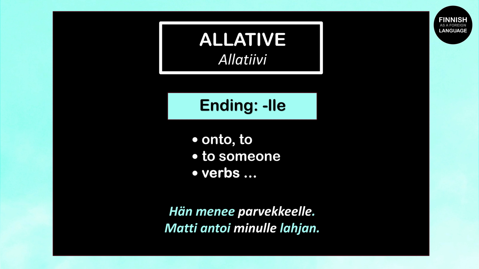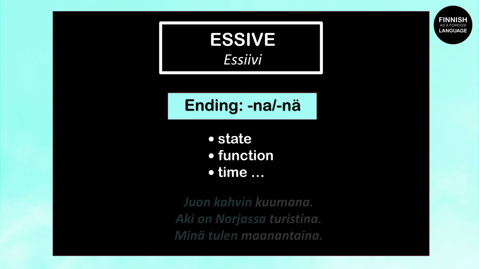Then we carry on with the essive. The essive ends either in na or nä, and it's used when we want to express a state in the sense of a temporary state or a function or position, and it's also used with time expressions and more. For example, juon kahvin kuumana means I'm drinking the coffee hot. So the state of the coffee is hot. So we say juon kahvin kuumana. I'm drinking the coffee hot or in a hot state.